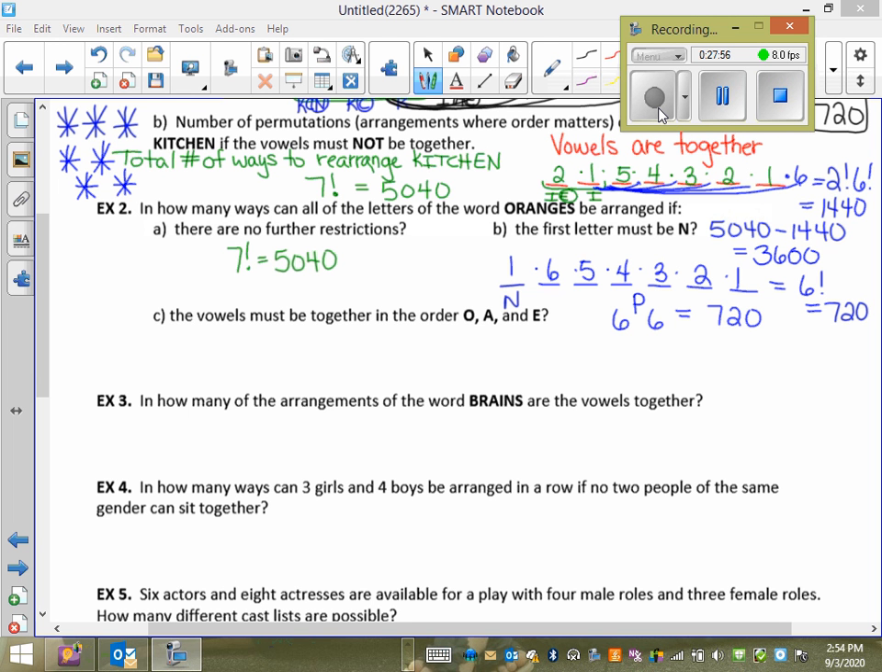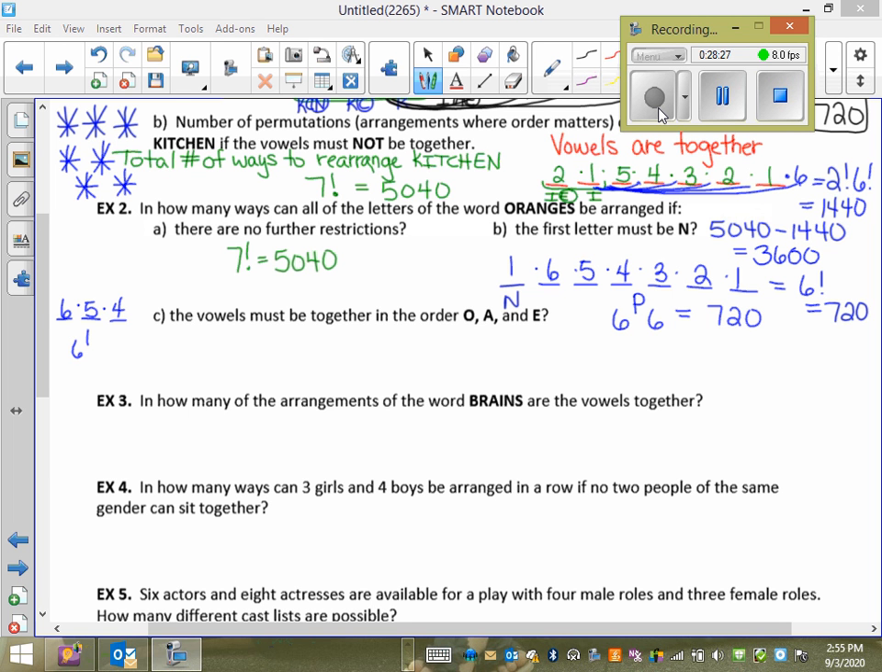So when you count down by 1 to 1, you can use 6 factorial, which is 720. If you start at a number and you count down by 1 but you don't get to 1, you can use the P formula. An example would be if I had 6, 5, 4 and I didn't make it all the way to 1. I can't use factorial because I didn't make it to 1, but I can use the P formula.